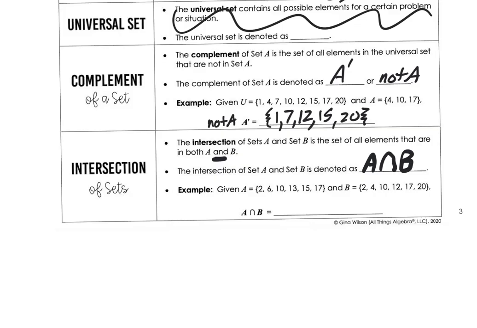So now we're going to list out the numbers that are in A and B. Well, we got 2 is in both. We got 10 in both. And then we got 17 in both. And that would be our set. Those are the numbers that are in both A and B.